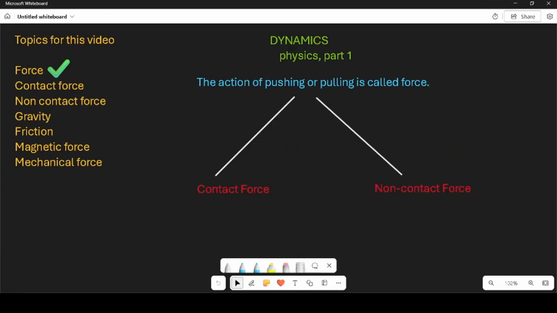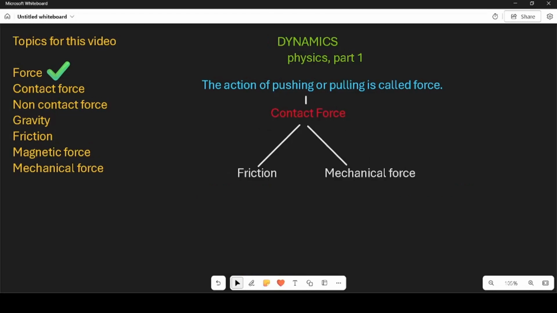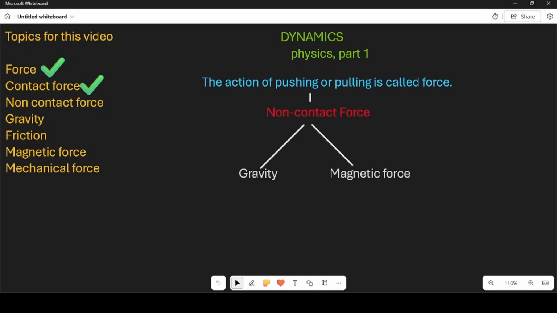There are two types of force, contact force and non-contact force. First, we will talk about contact force. Contact forces are of two types, friction and mechanical force. Friction is the force that opposes motion. We'll talk about it in the upcoming videos. Mechanical force is the force that we exert on objects to push or pull, or when we are picking up or beating things.